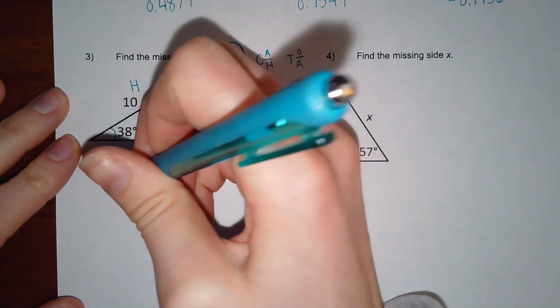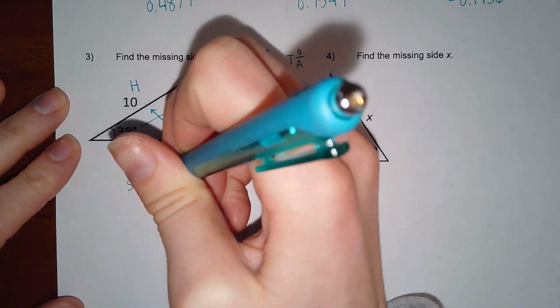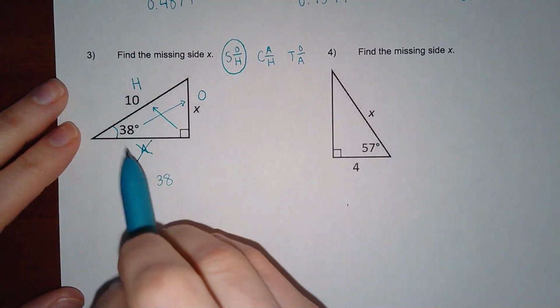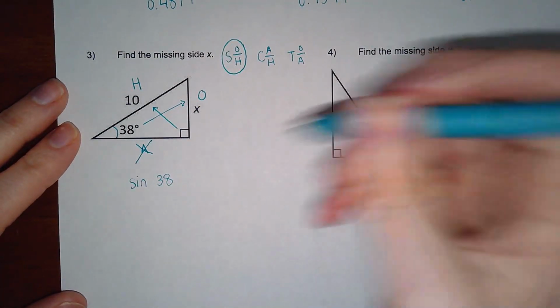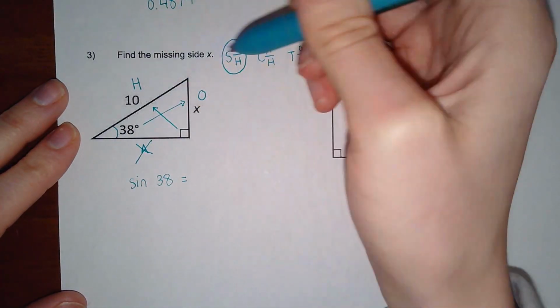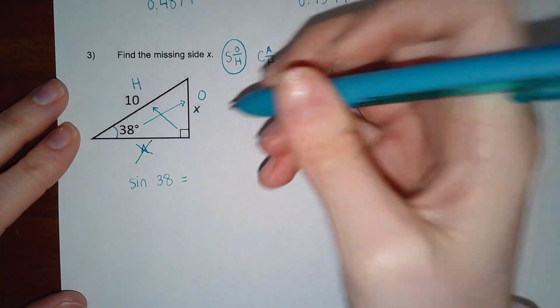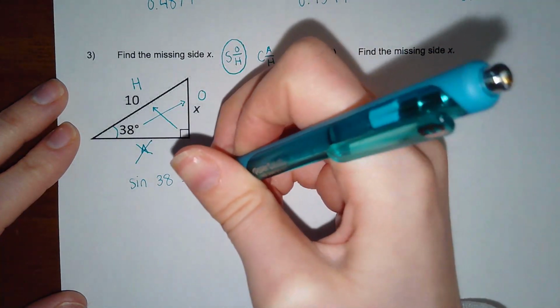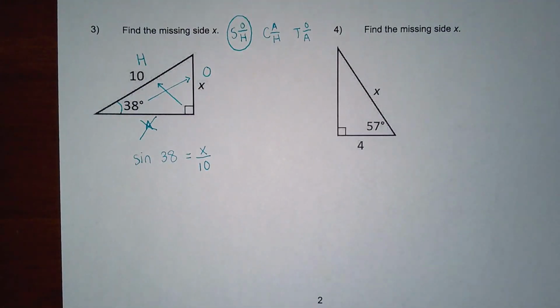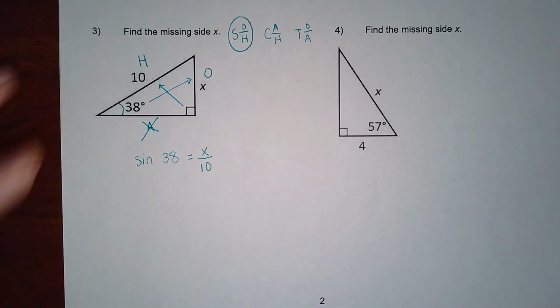We're always taking the sine or the cosine or the tangent of an angle. So I'm taking the sine of my angle. That's equal to opposite over hypotenuse, right? Sine is opposite over hypotenuse. So that's going to be x over 10. So this is pretty much what our equation is going to look like.